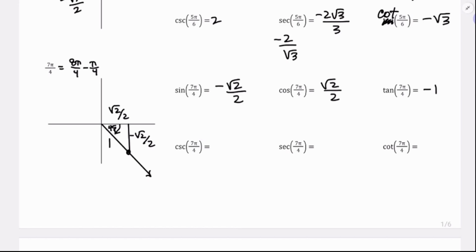For cosecant of 7 pi over 4, we'd have negative 2 over the square root of 2, which, if you've rationalized this a bunch of times recently and you just know what that's going to be, good for you. But that's going to end up being negative 2 root 2 over 2, which is negative square root of 2. Okay, that means that secant of 7 pi over 4 will be positive square root of 2, because I just took the reciprocal of root 2 over 2. And then cotangent of 7 pi over 4 would be 1 over negative 1. That's going to be negative 1.